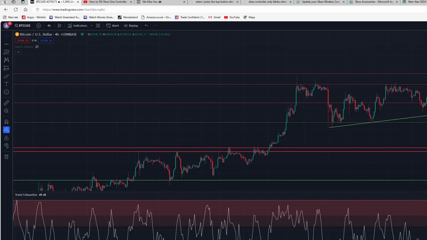Just to wrap it up, support is where there is a floor, buyers are coming in, and price is not going down below a certain area. A resistance is where the price is finding difficulty rising higher than a certain level, and sellers are stronger than buyers. And that's the basic understanding of how support and resistance work in trading.